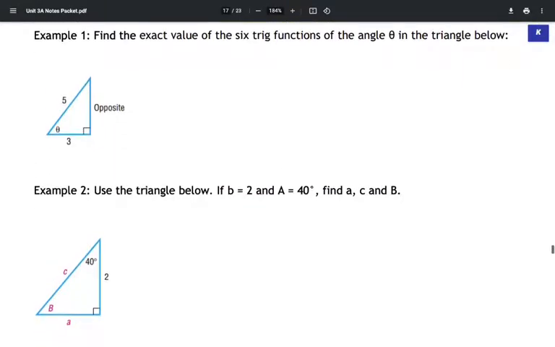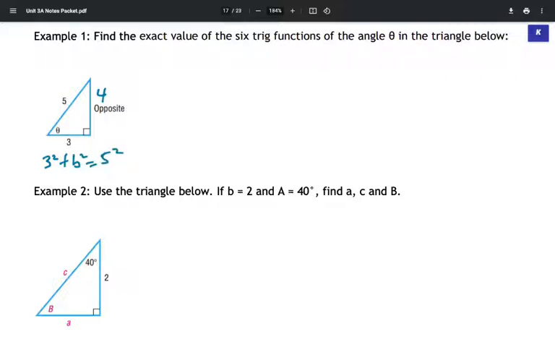All right. So here, it wants us to find the exact value of these 6 trig functions. This is a 3, 4, 5 triangle, and we could use the Pythagorean theorem to figure out that 4 if you can't remember that it's a 3, 4, 5. But remember, the sine of the angle theta is the opposite over hypotenuse, so it's going to equal 4 over 5.